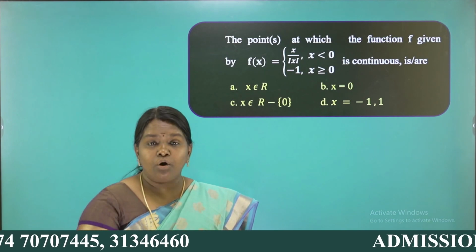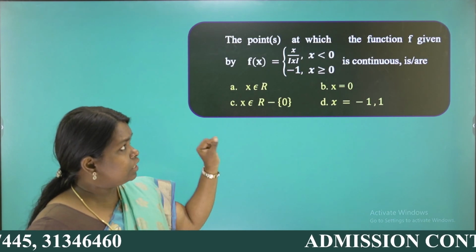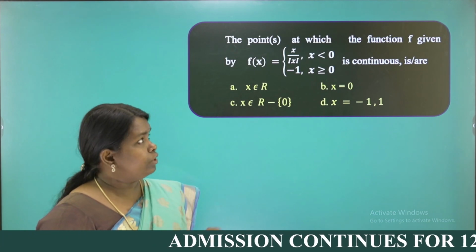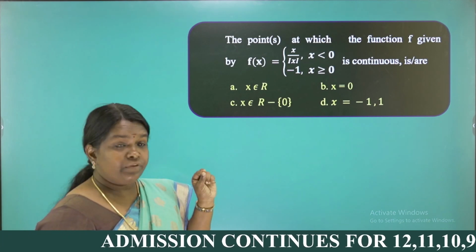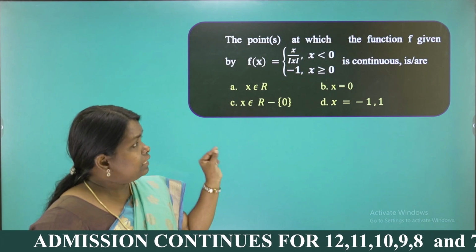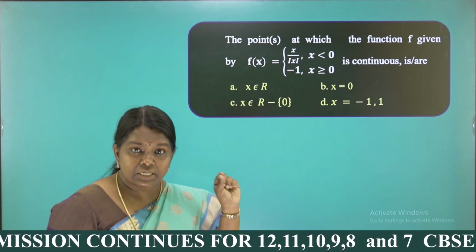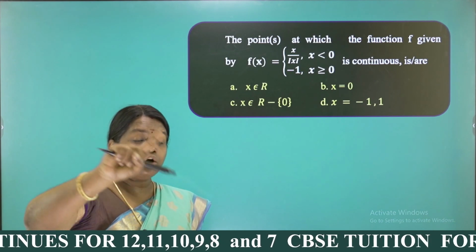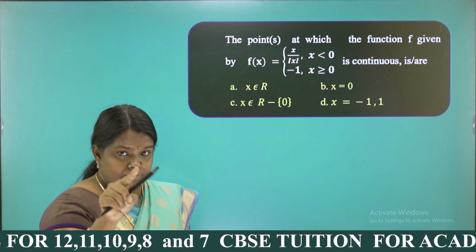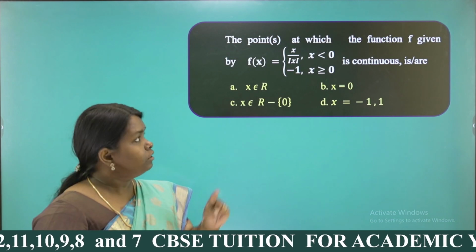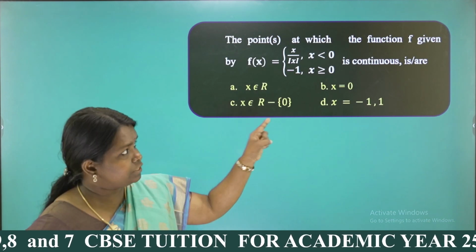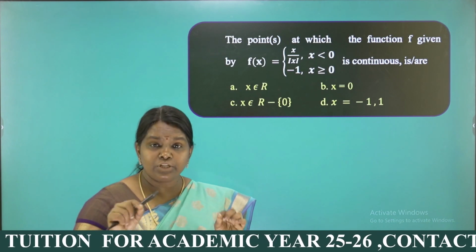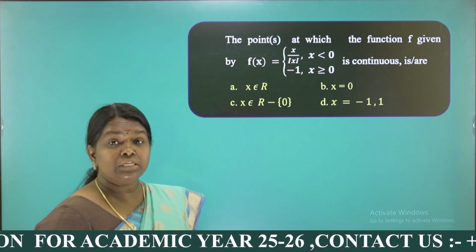The point or points at which the function f given by f of x equal to x by mod x when x is less than 0 and equal to negative 1 when x is greater than or equal to 0 is continuous. So, at what all x values? Is there a single value or multiple values? That's why it is written "or". For which x values is this function defined?